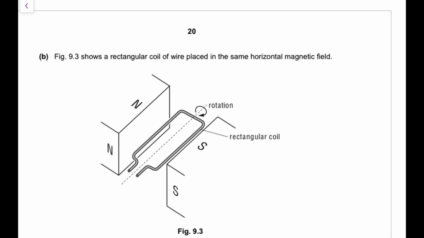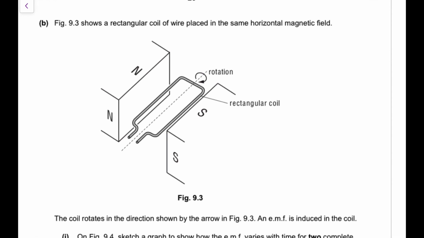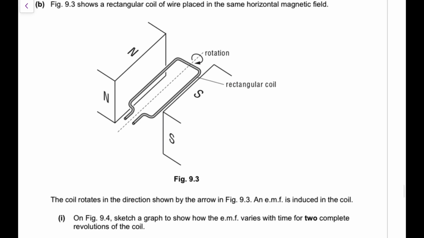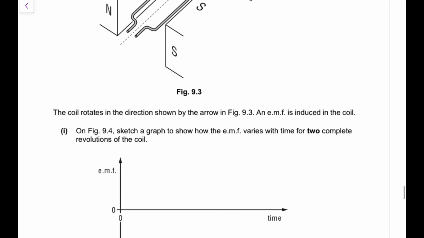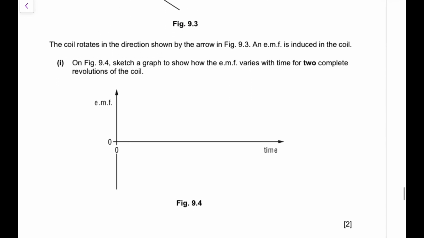B. Figure 9.3 shows a rectangular coil of wire placed in the same horizontal magnetic field. So that's between the two magnets. The coil rotates in the direction shown by the arrow in figure 9.3. This is a rotation in clockwise direction and EMF is induced in the coil. Sketch a graph to show how the EMF varies with time for 2 complete revolutions of the coil.